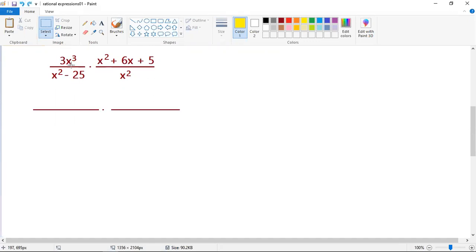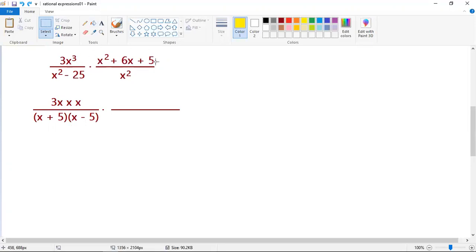We factor 3x cubed. Well, you can do it as 3 and then write 3 x's. We factor this out. This is a difference of two squares. With the 25, the square root will be a 5. So we're getting an x plus 5 and x minus 5.